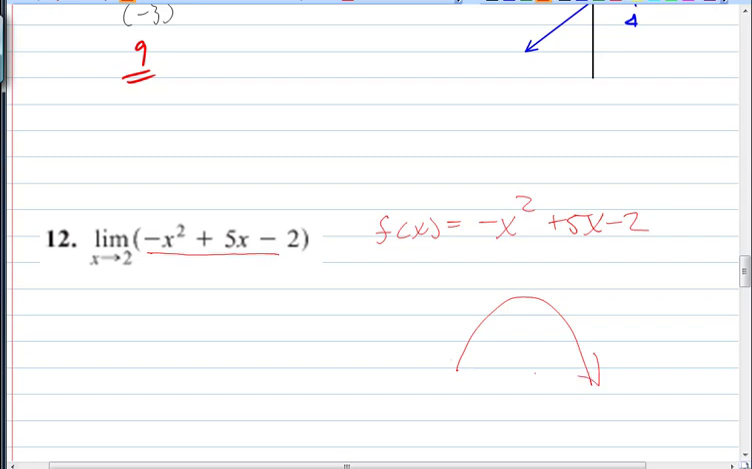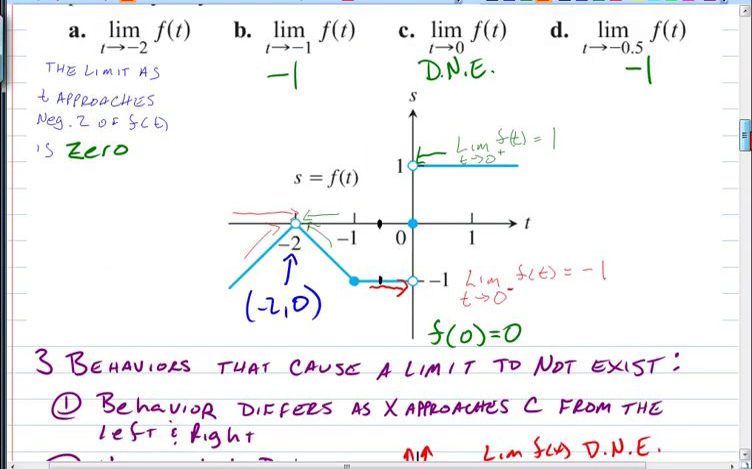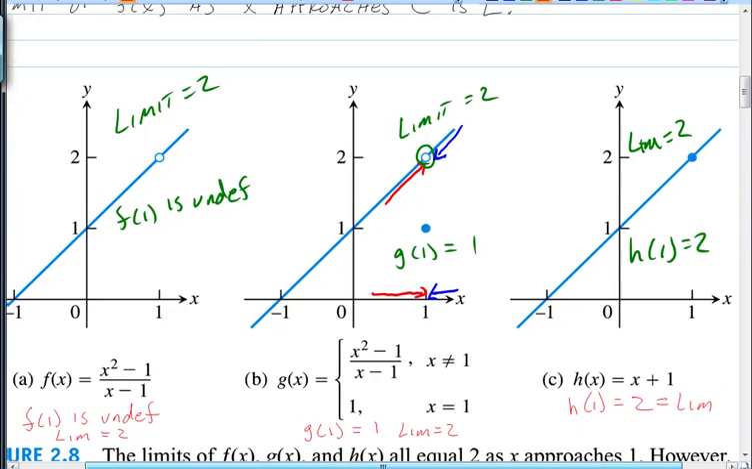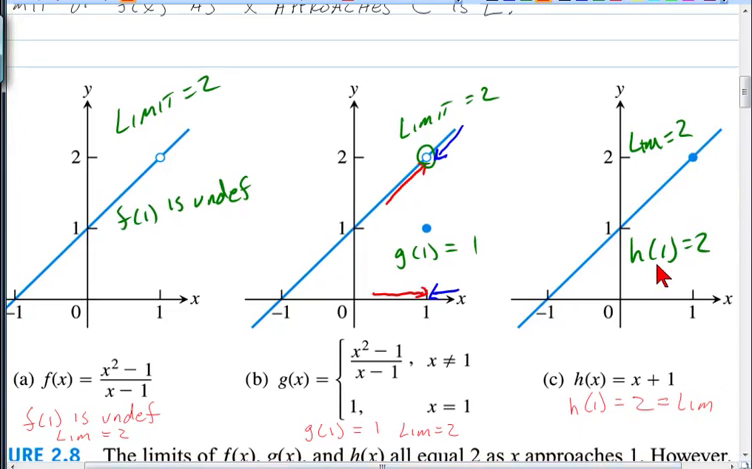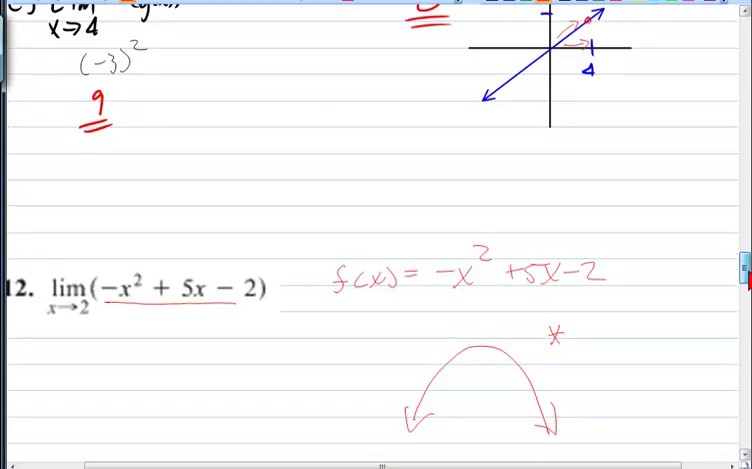Yeah, it's continuous everywhere. It's a parabola that opens down. So isn't it defined everywhere? It's defined everywhere. That means it's a well-behaved function. Polynomial functions are well-behaved functions, and anytime we have a well-behaved function, we can use direct substitution in order to evaluate the limit, because the value of the function at a point will be equal to the limit at a point.